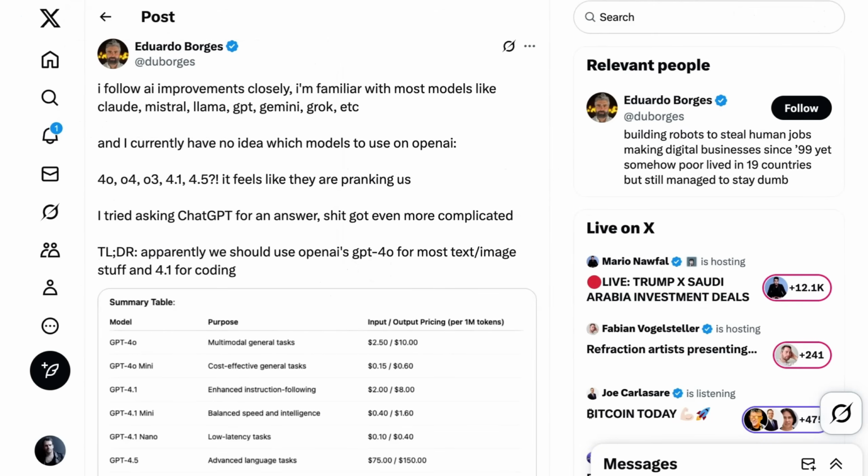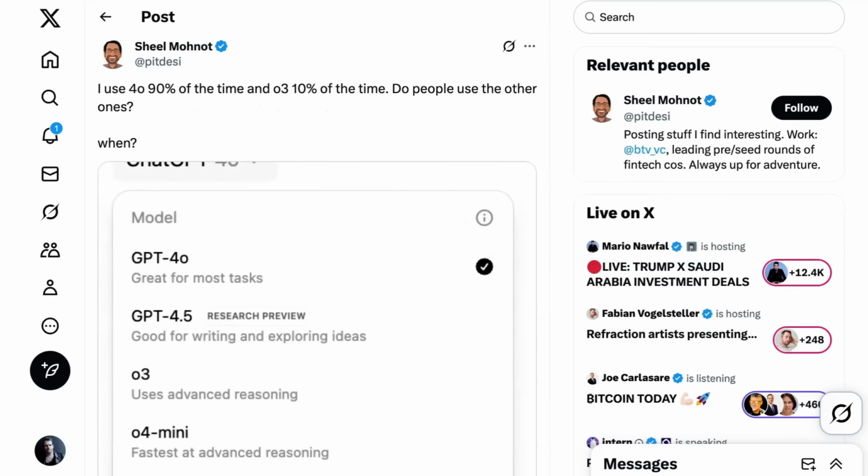It doesn't take much searching to find examples of people's confusion here. For example, on X, Eduardo Borges writes, I follow AI improvements closely. I'm familiar with most models like Claude, Mistral, Llama, GPT, Gemini, Grok, etc. And I currently have no idea which models to use on OpenAI. It feels like they're pranking us. I tried asking ChatGPT for an answer and it got even more complicated. Now, I think most people default to something really basic like Shilmonot here, who writes, I use 4o 90% of the time and O3 10% of the time. Do people use the other ones?